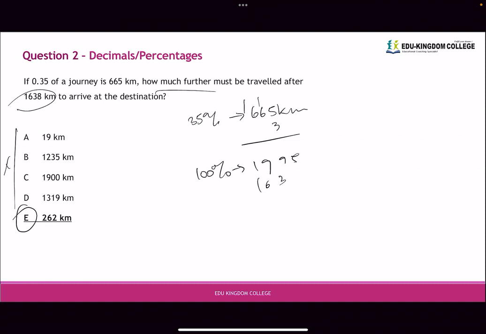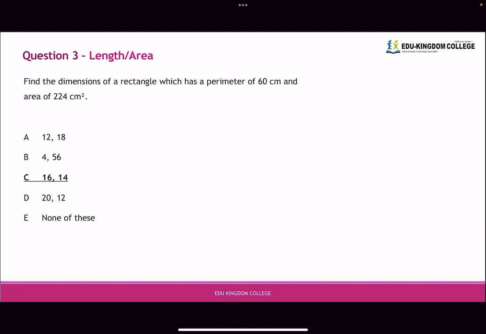Okay, but let's just do the maths anyways. So carry 1 over 7, 5, 3. So it's around 2 to 300, which gives us part E. Okay. Question 3, length slash area.